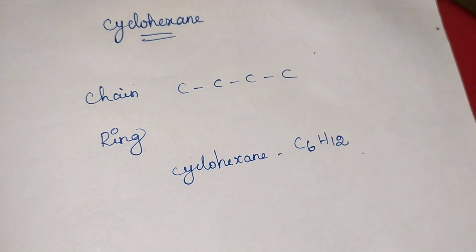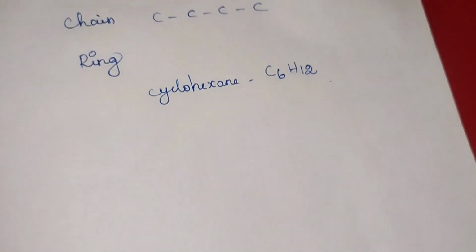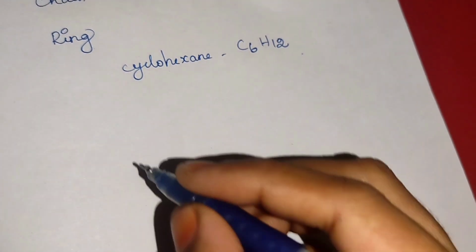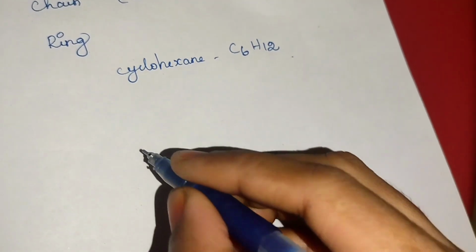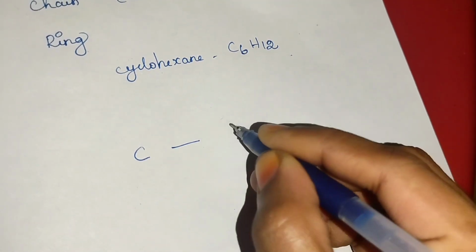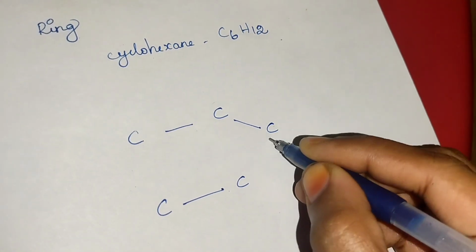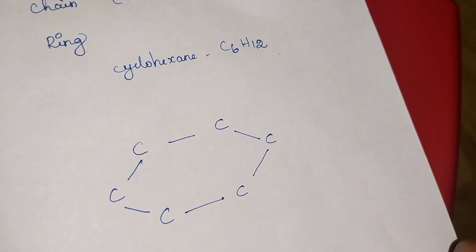C6H12. This is the molecular formula for cyclohexane. So I am going to write here the structure for cyclohexane. How many carbons are here? 6 carbons are here: 1, 2, 3, 4, 5 and 6. This is the structure for cyclohexane.